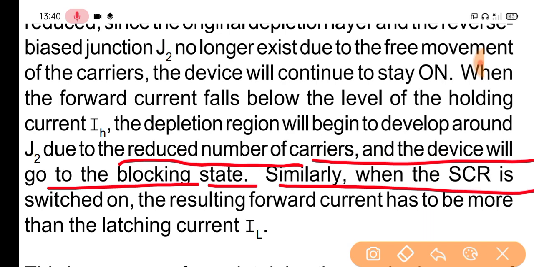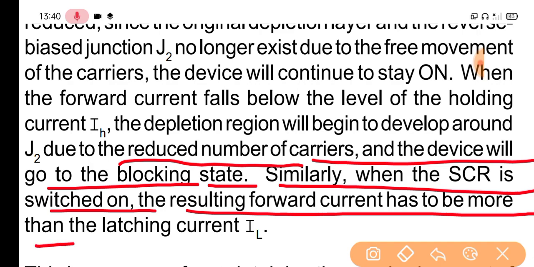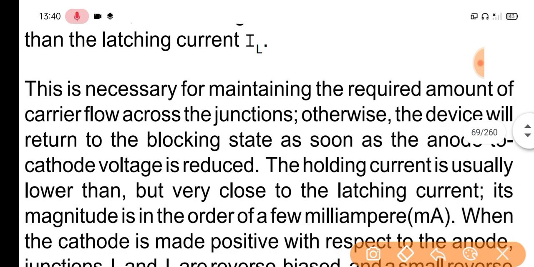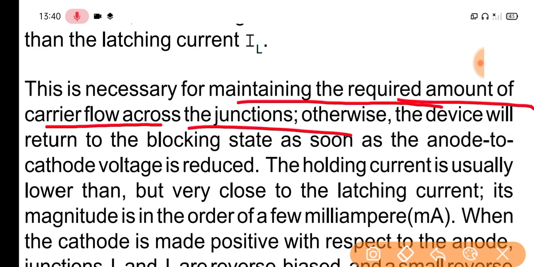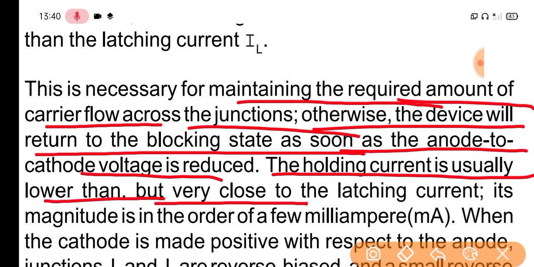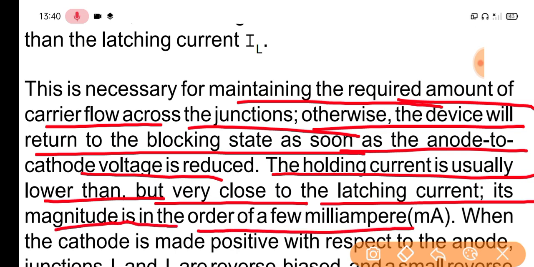Similarly, when the SCR is switched on, the resulting forward current has to be more than the latching current IL. This is necessary for maintaining the required amount of carrier flow across the junctions. Otherwise, the device will return to the blocking state as soon as the anode to cathode voltage is reduced. The holding current is usually lower than but very close to the latching current. Its magnitude is of the order of a few milliamperes.